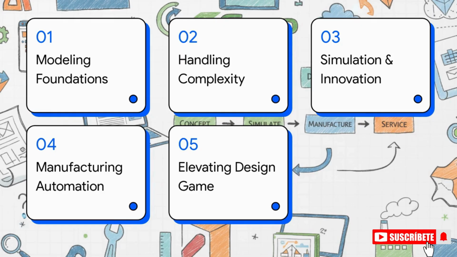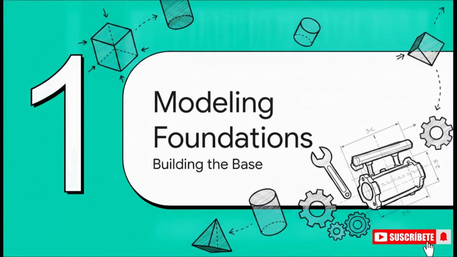All right, here's our roadmap for today. Think of this as the actual life cycle of building your next big product. We'll start with 1, core modeling foundations, move on to 2, handling design complexity, then 3, simulation and innovation, 4, manufacturing and automation, and finally, 5, elevating your design game. Let's get right into it. Okay, let's dive into this.